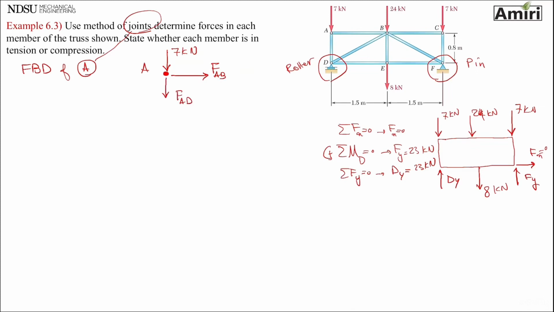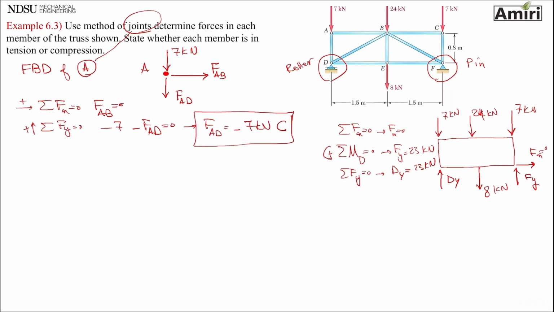FAD. Okay. Summation of forces in X equals 0. FAB is 0. Summation of forces in Y equals 0. Minus 7 minus FAD equals 0. FAD is minus 7 kilonewton, and that is compression force. Okay, so I found this one and I found AD. Okay, which one do you want to move next?